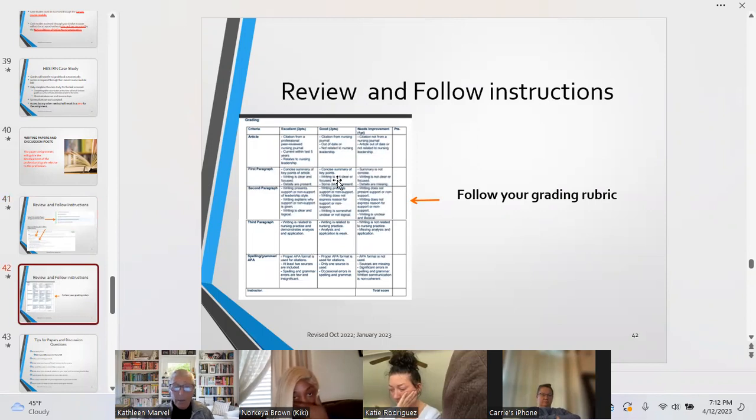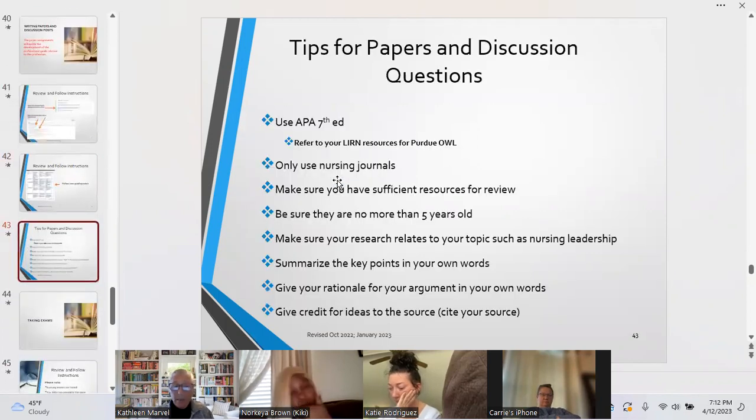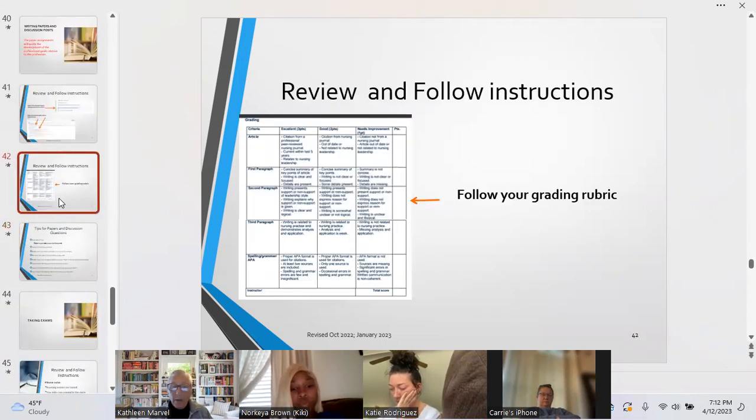Always find your rubric for whatever you're submitting, right? Your rubric is how I grade. So if you say to me, well, what's supposed to be on my professional development plan? Look at the rubric. That's what I pull up to grade.